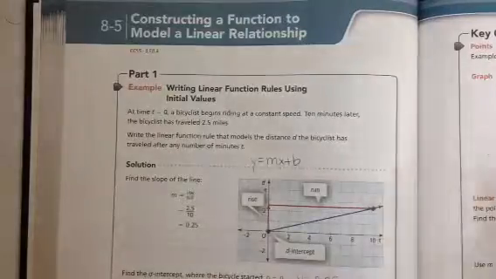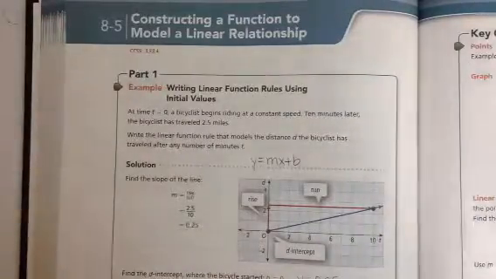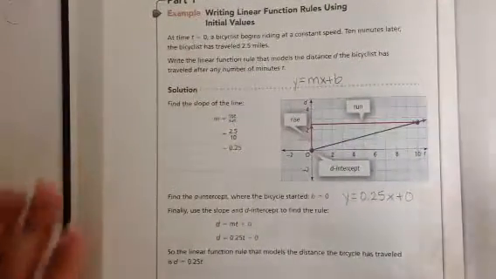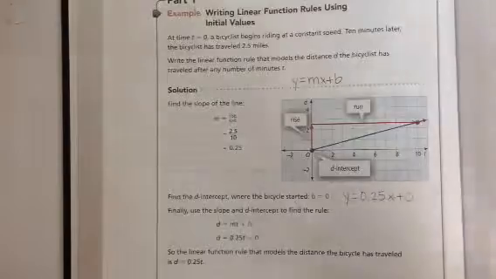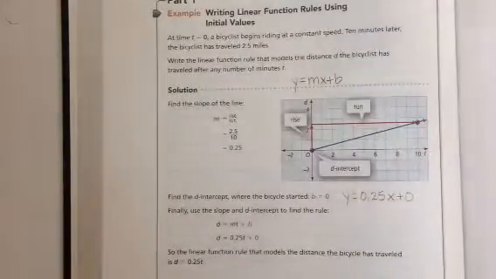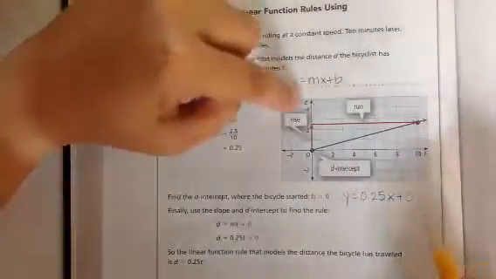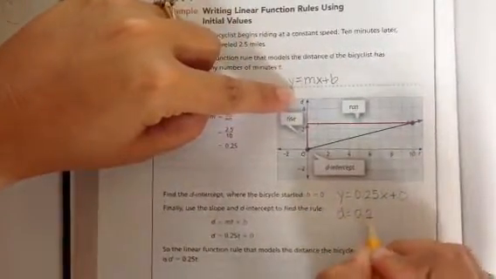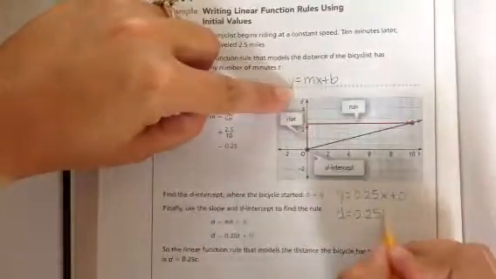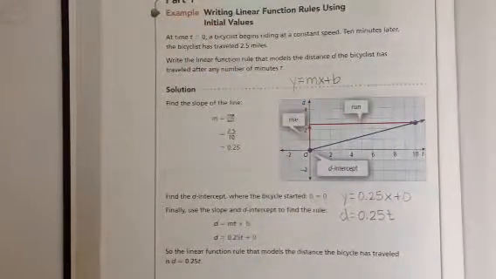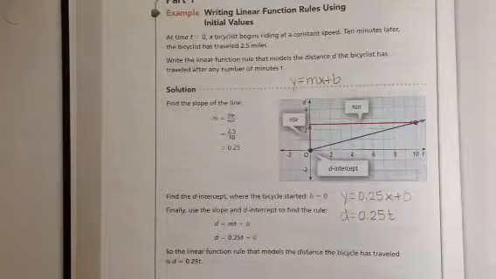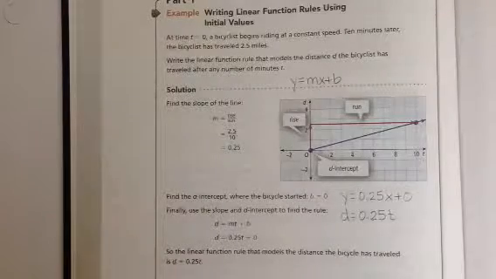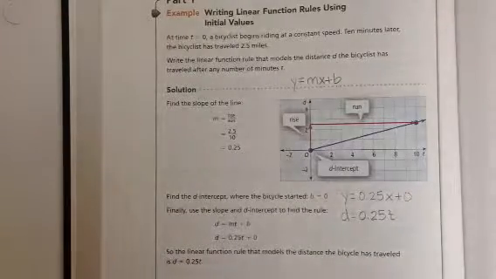I used y equals mx plus b just because that's the standard equation and that's what I'm typically using. But here we're asked to write this equation in distance d and time t. So here d represents the y-axis, and t represents the x values. So the linear function rule that models the distance the bicycle has traveled is d is equal to 0.25 times t.